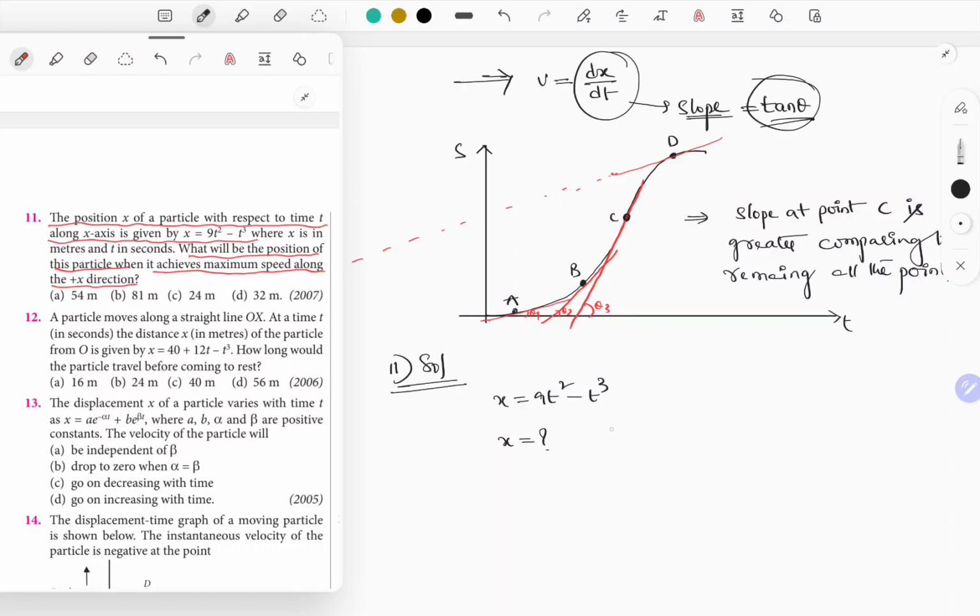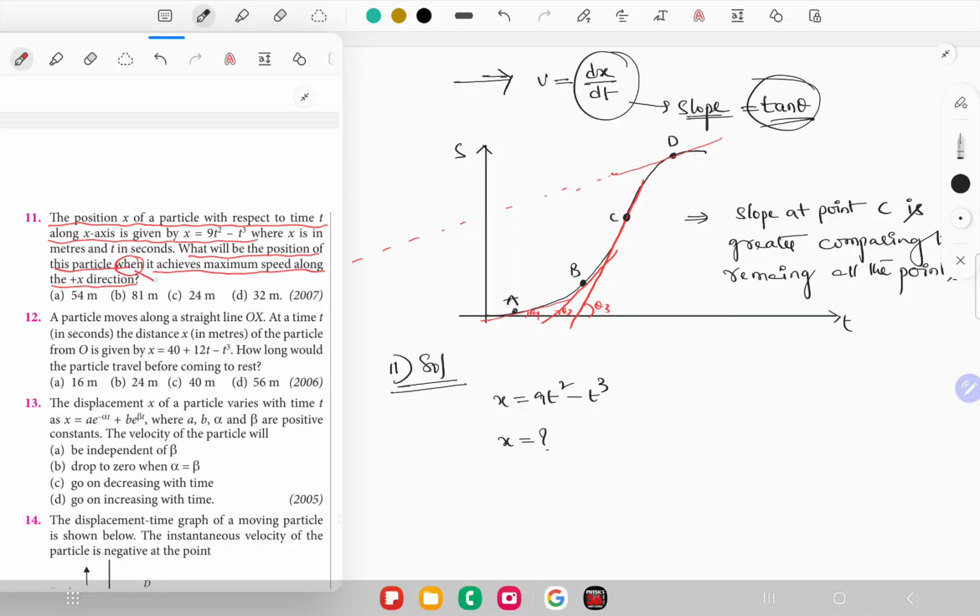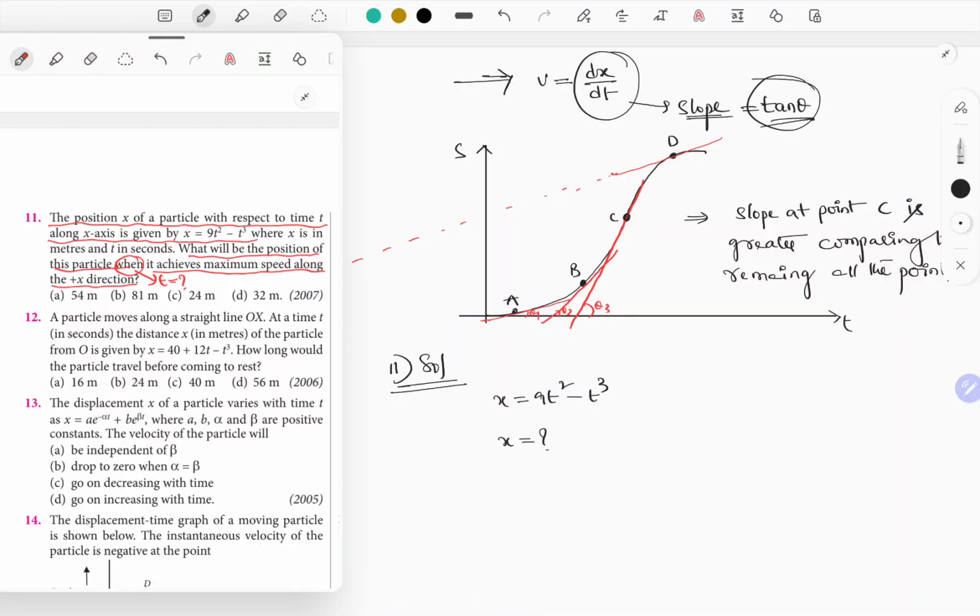You have to remember this, that is time. At what time is it going to achieve maximum velocity, that's what we have to check. So there is a small concept in maximum and minimum. Whenever you come across the terminology maximum or minimum, you have to differentiate the given equation with respect to the variable, then equate it to zero, then you are going to get the required answer.